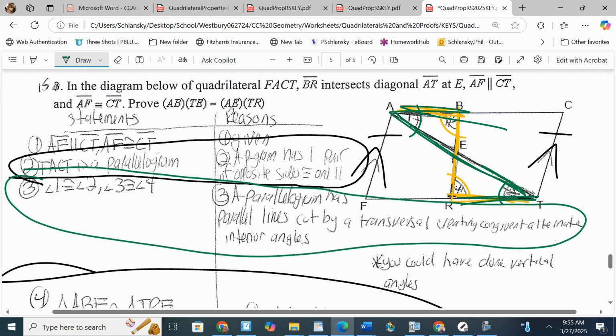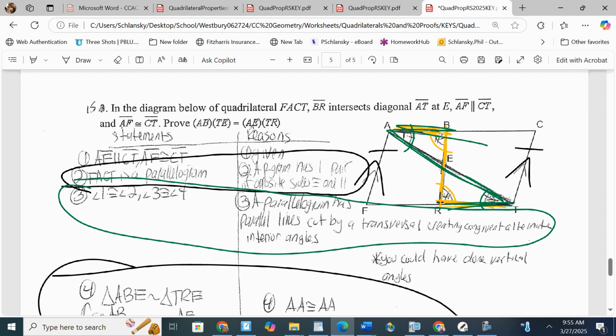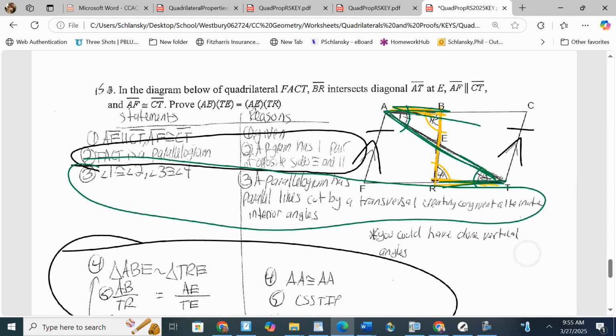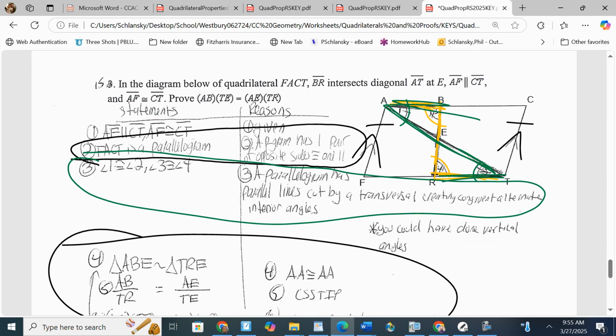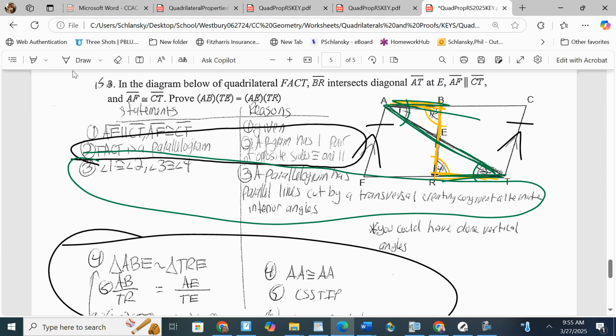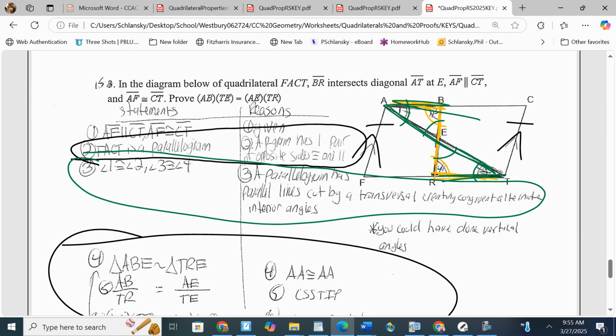A parallelogram has parallel lines cut by a transversal, which create congruent alternate interior angles. I need angle, angle. I've got angle, angle. For similar, I just need 2 pairs of angles. I got my 2 pairs of angles. I'm done. You could have also done vertical angles, but I don't need it because I already have 2 pairs of things, but you have that as an option as well.